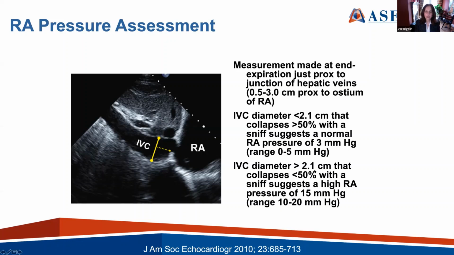And if you have in between, where you have the IVC either greater than 2.1 but collapses more than 50%, or less than 2.1 centimeters and collapses less than 50%, whatever those in-between values are, then we assume that the right atrial pressure is in between, with a value of 8.